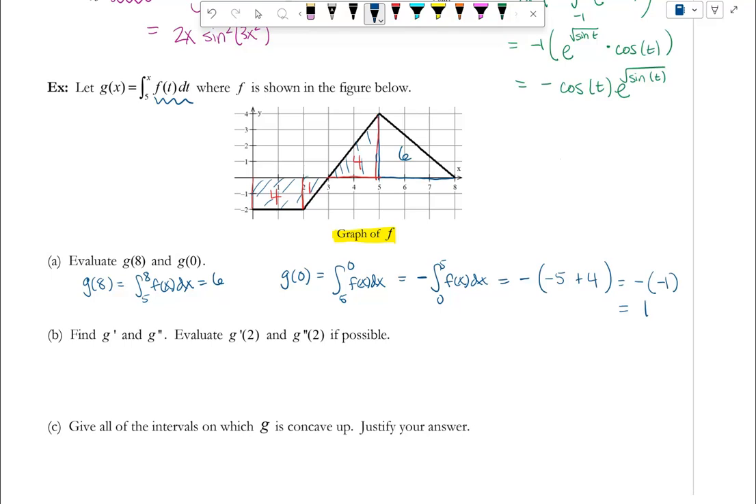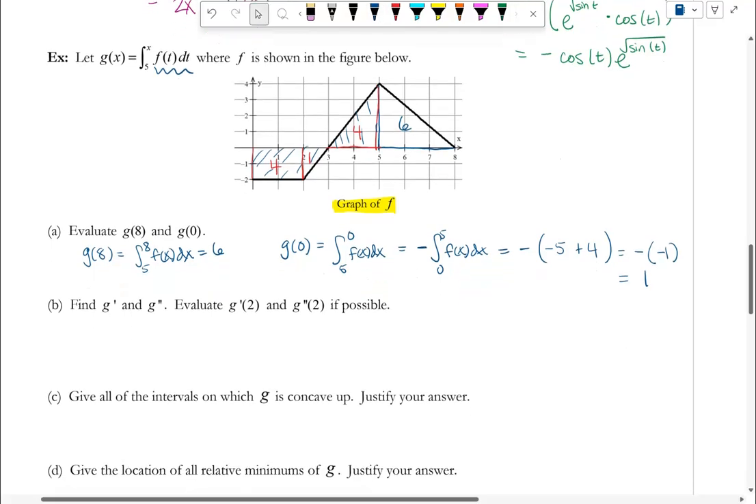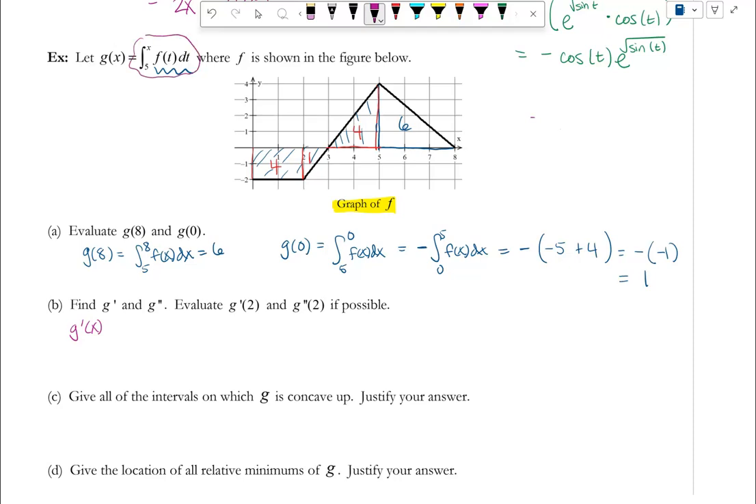All right, in part B, we're asked to find g prime and g double prime and then evaluate those both at x equals 2. So let's find the functions first. So again, when I'm finding g prime of x, I'm just taking the derivative of this accumulation function. So the derivative with respect to x of that function is just f of x.